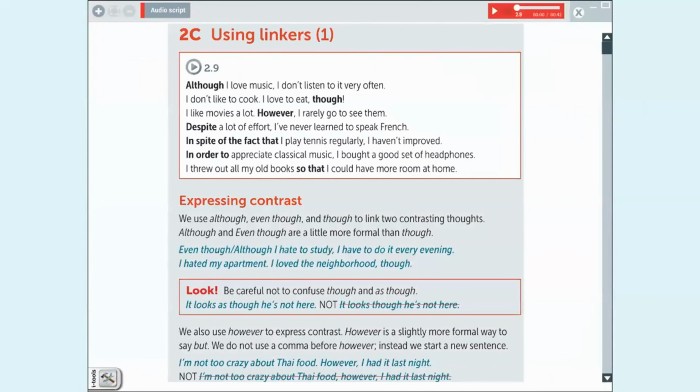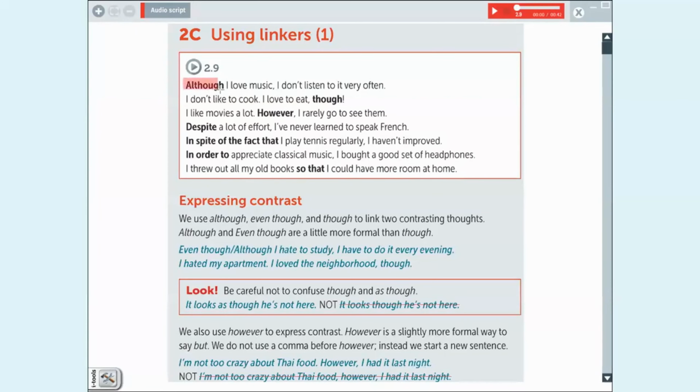Let's listen to these examples. 2.9. Although I love music, I don't listen to it very often. I don't like to cook. I love to eat, though. I like movies a lot. However, I rarely go to see them. Despite a lot of effort, I've never learned to speak French. In spite of the fact that I play tennis regularly, I haven't improved. In order to appreciate classical music, I bought a good set of headphones. I threw out all my old books so that I could have more room at home.